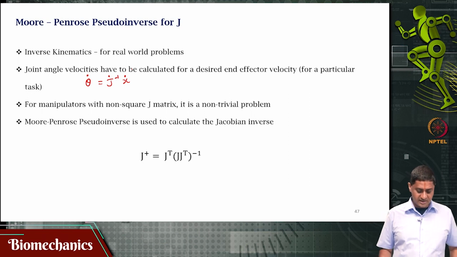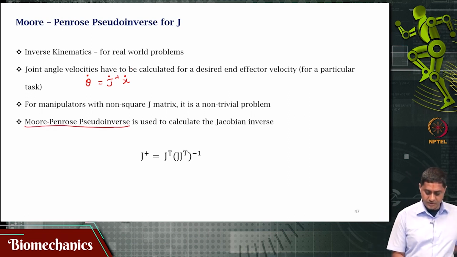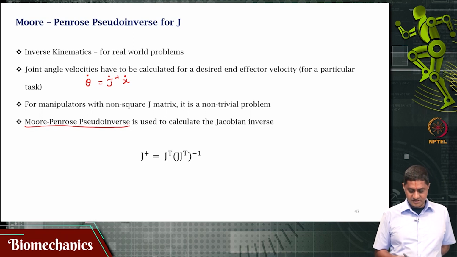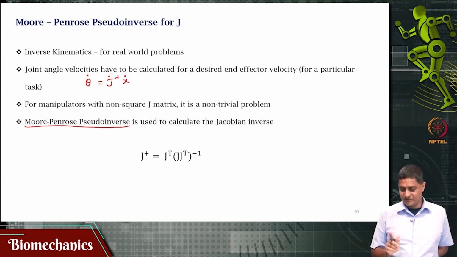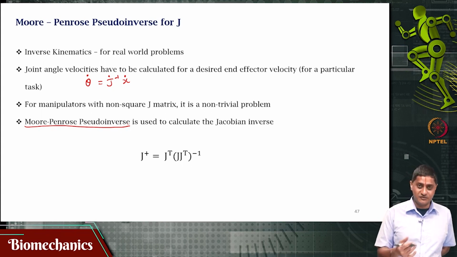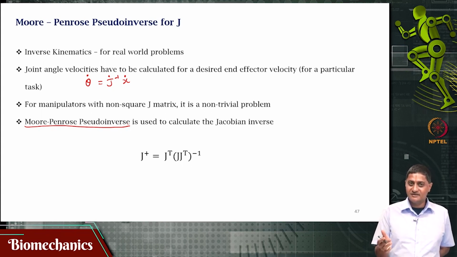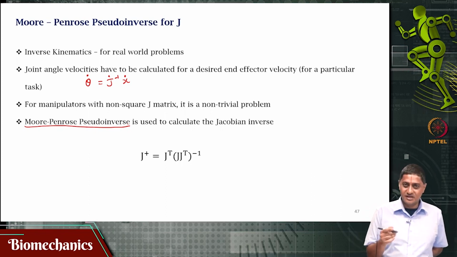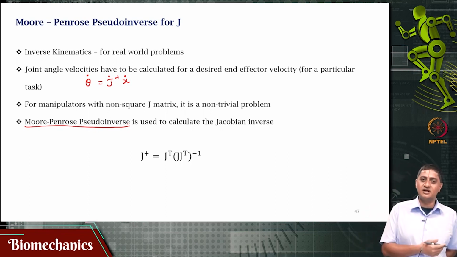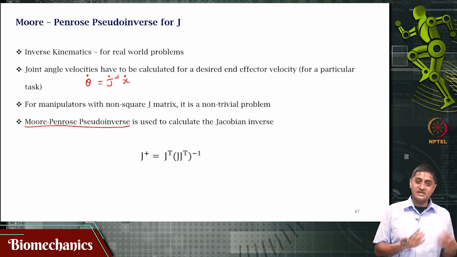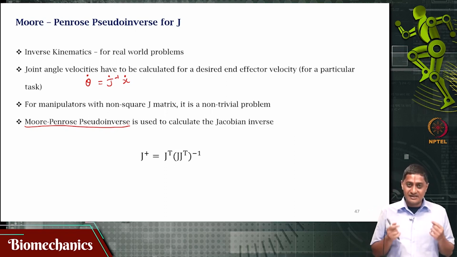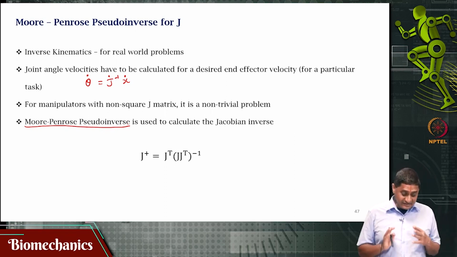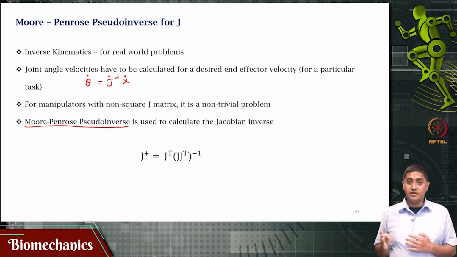That method is called the Moore-Penrose pseudo inverse method, where J plus is J transpose times the inverse of J J transpose. Remember, this is not the Jacobian inverse, this is a pseudo inverse. When you say pseudo, that is not real. So this is not comparable to the J inverse that you got in the 2-link case, which is an exact solution that exists at each configuration. In the 3-link case, what you are finding is a pseudo inverse.